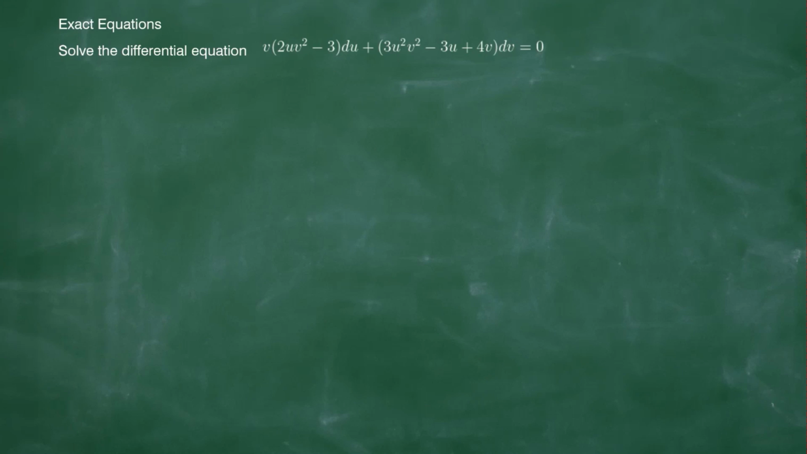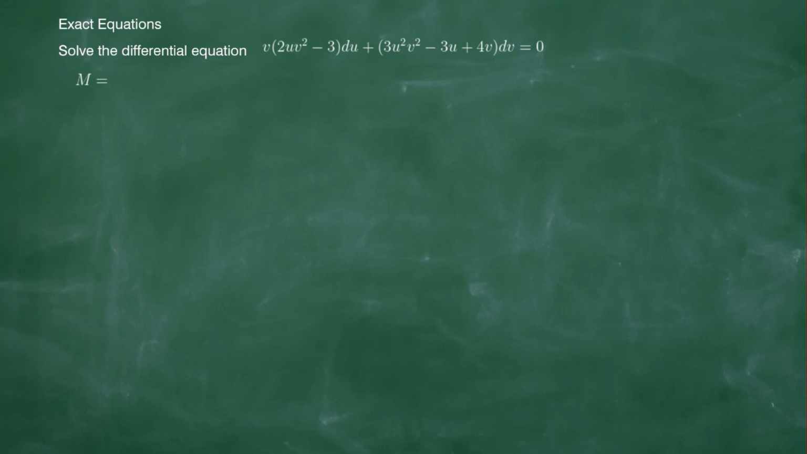Exact equations. Solve the differential equation (2uv³ − 3v) du + (3u²v² − 3u + 4v) dv = 0. For exact equations, M is the coefficient of dx and N is the coefficient of dy, but we don't have dx and dy here. Instead, we have du and dv. So we'll just take M as the coefficient of du and N as the coefficient of dv.